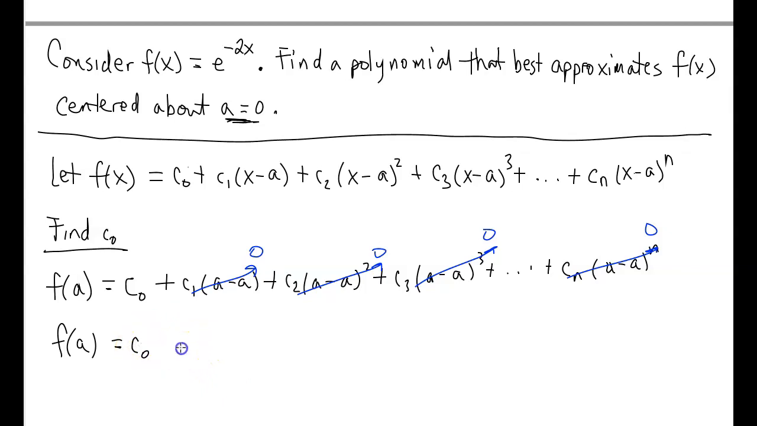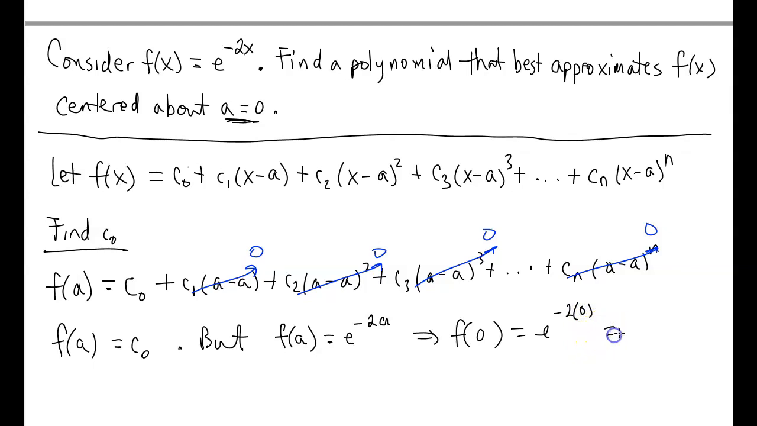Now, we also know, so I'm going to say but, we know that f of a is also equal to e raised to the minus 2a. Of course, we're plugging in a for x there. And that is going to imply that if a is 0, this is just going to be e raised to the negative 2 times 0 here, which will just be 1. Okay? So, in short here, the main things that we want to illuminate is that f of a is going to be c sub 0, we also know that f of 0 is going to be equal to 1.